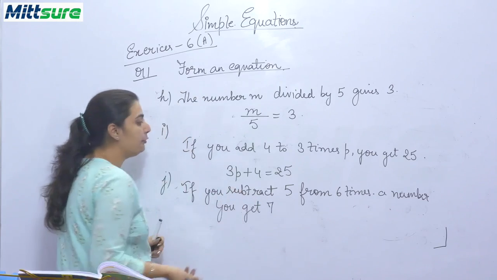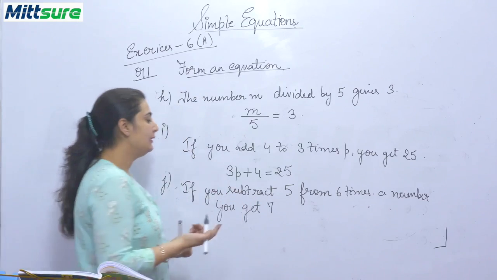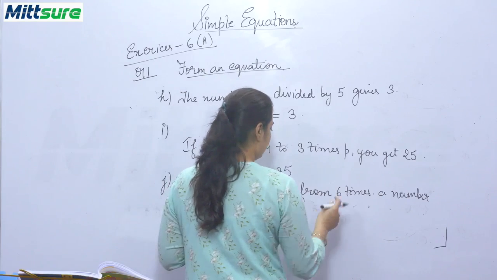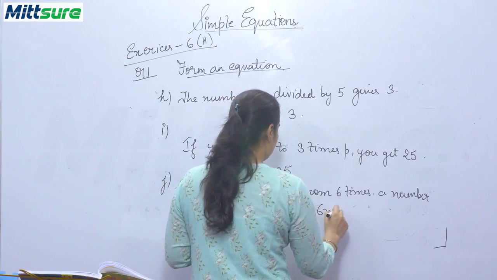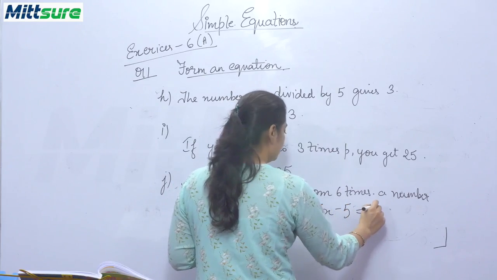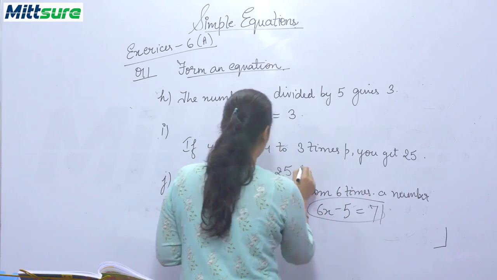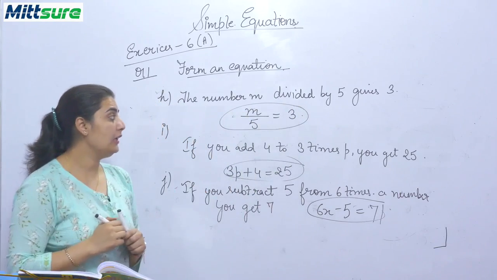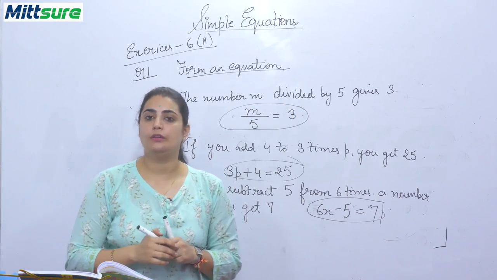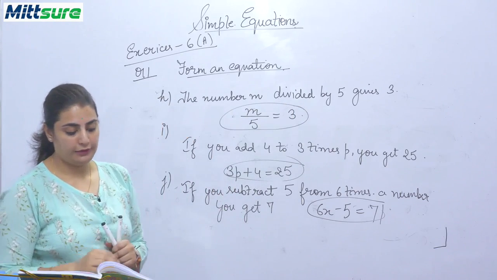Right? Now what could be that number? Let us take that number as x. 6 times x, 6x minus 5 gives you 7. So this will be the equation. This is how, if the statement is given to you, you can form the equation out of it.